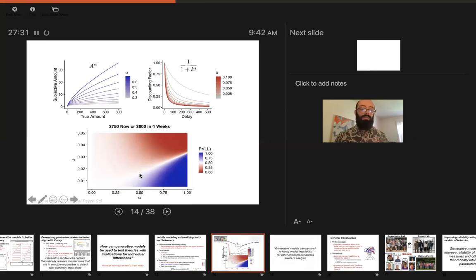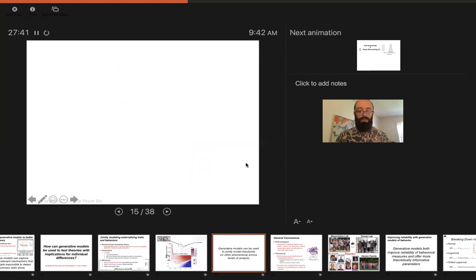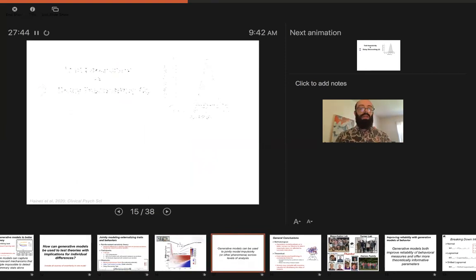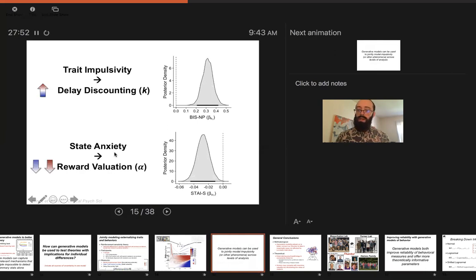If that's what's going on, so there's a negative relationship between alpha and anxiety, then that could give rise to these predictions that fall out of reinforcement sensitivity theory. And so we fit the models to all of our groups of subjects, and that's actually what we found: that trait impulsivity was positively related to delay discounting, the discounting rate, and that state anxiety, the anxiety that people endorse coming into the session, was negatively related to reward valuation, reward valuation being that alpha parameter.